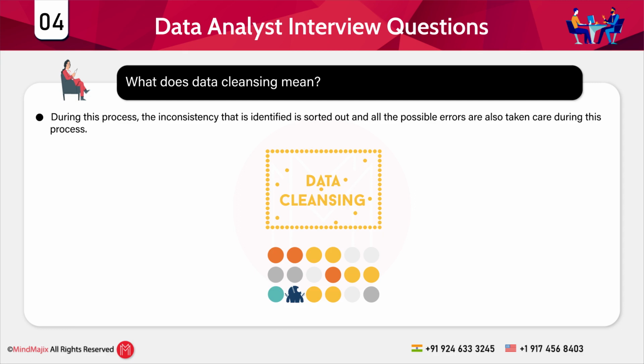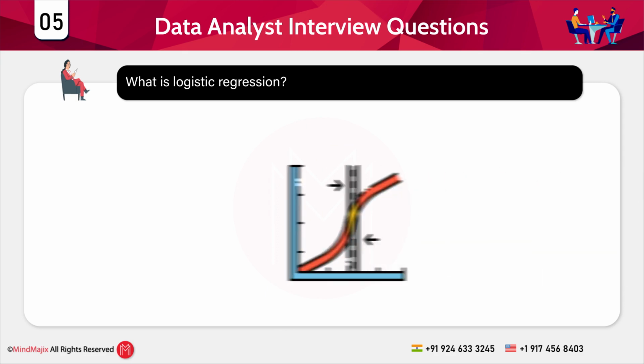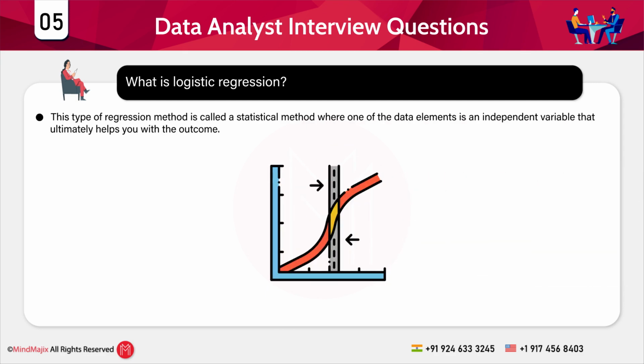So all of these steps focus on improving the quality of the data. The next question is, what is logistic regression? So logistic regression is nothing but one of the regression models that is used for data analysis purposes. This type of regression method is called a statistical method, where one of the data elements is an independent variable that ultimately helps you with the outcome.